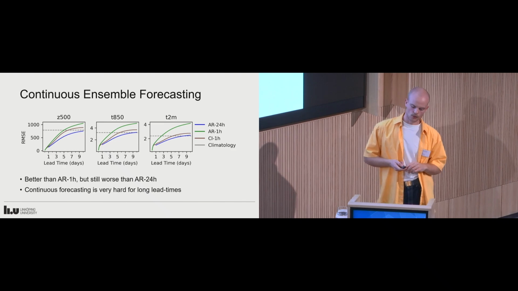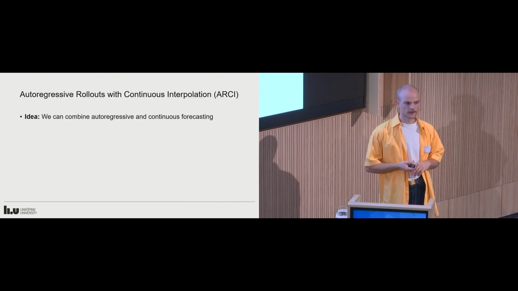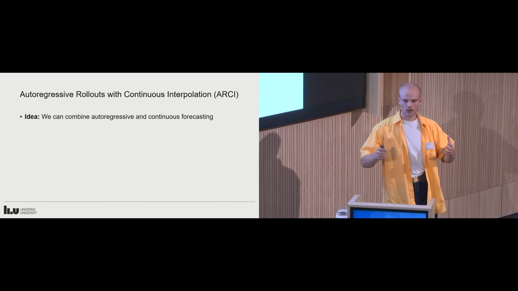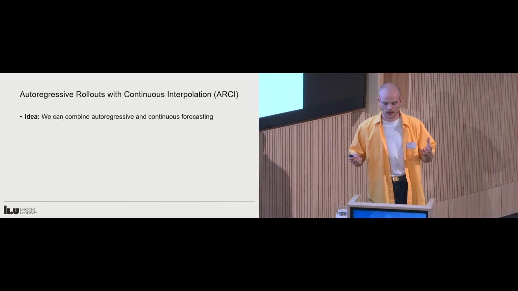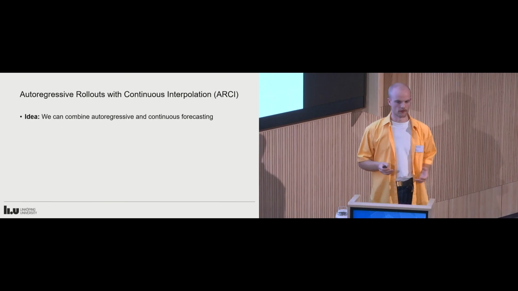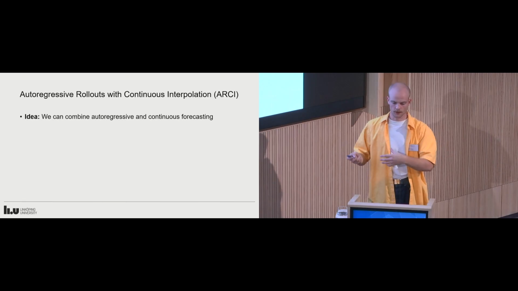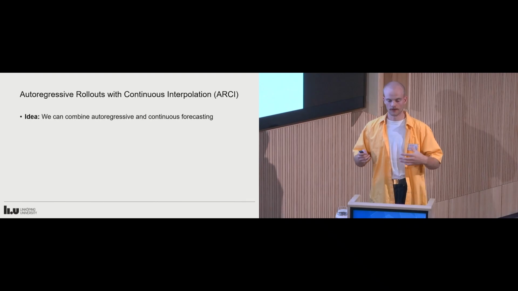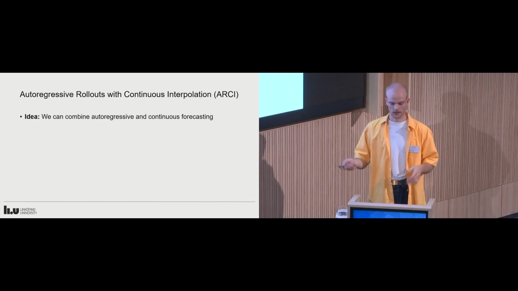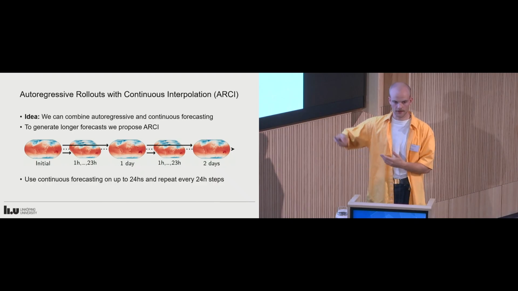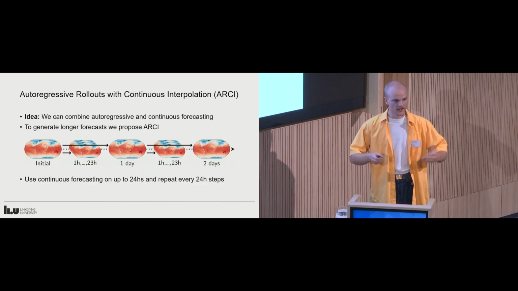And so what we realized to make this useful is that what we've developed here is not just a way of doing continuous forecasting, but more of a generalization of both autoregressive and continuous forecasting. And if we combine these two, we can get good performance on both short and long lead times. And so we propose to do this, and we call it RKey. And the idea then is very simple.